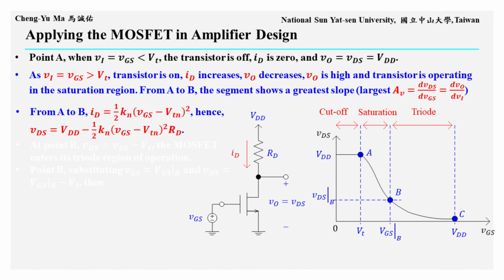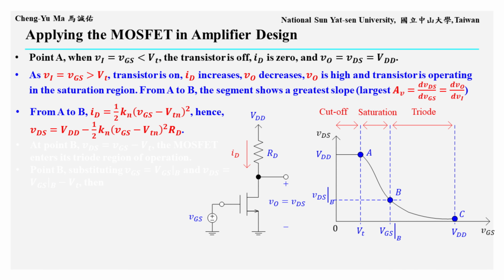As VGS continues to increase and VO continues to fall toward point B, the device is about to enter the triode region. Therefore, between points A and B, the MOSFET operates in saturation. The slope of this segment, AV equals dVDS over dVGS or dVO over dVi, is the voltage gain.